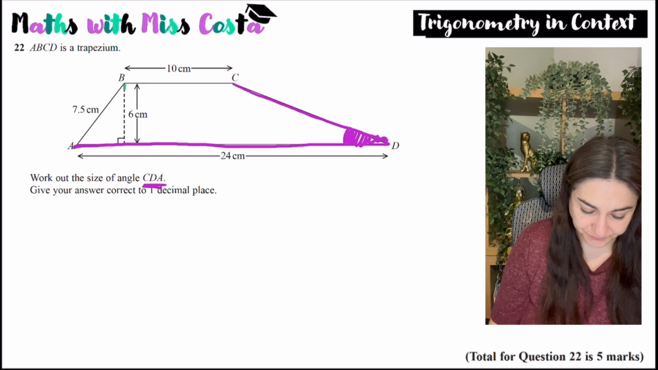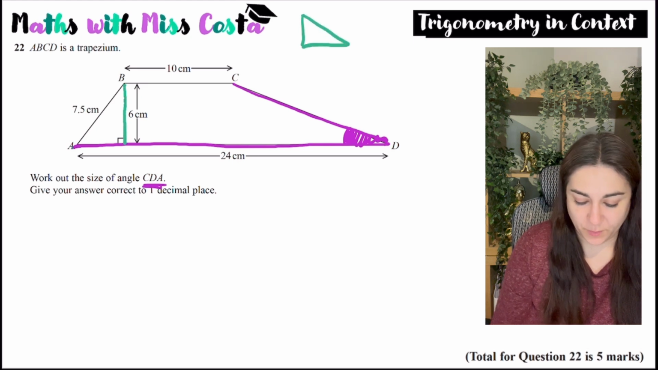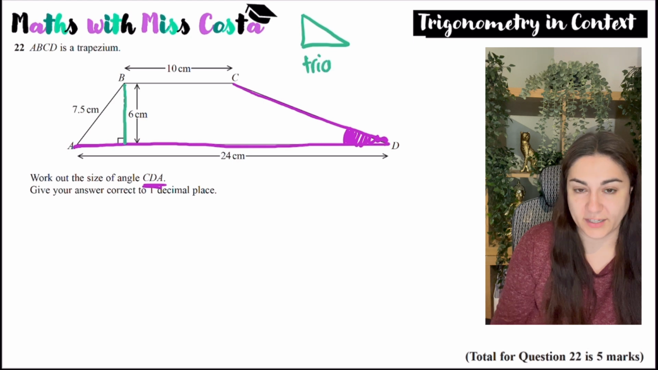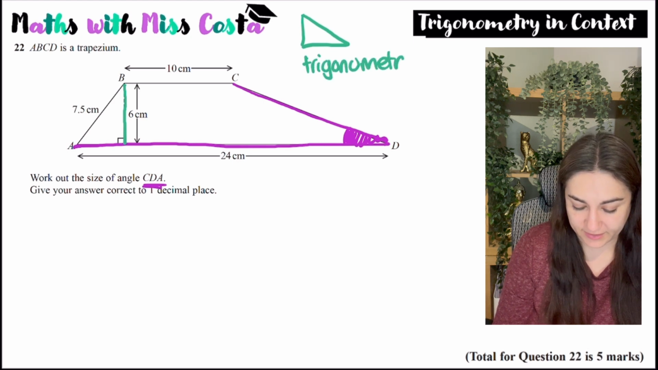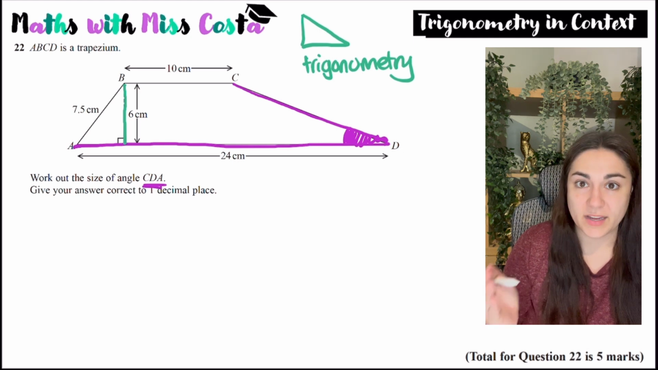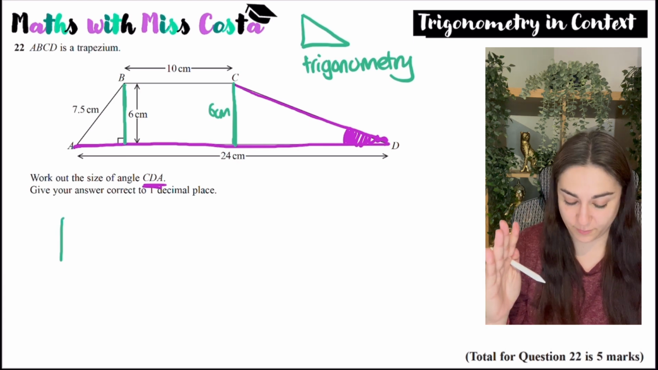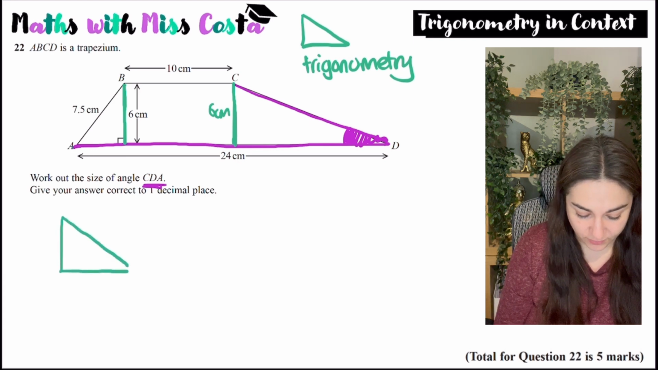Well, I know that this length over here is 6. Whenever I need to work out an angle, I always know that I'm going to use trigonometry, essentially. So that's the first thing that might come to your head. In order to use trigonometry, you need to have a right angle triangle. So how can I create a right angle triangle over here? Well, if I know that this length here is 6 centimeters, this length here must also be 6 centimeters, and that could be the height of my triangle. So then I've got this triangle here.